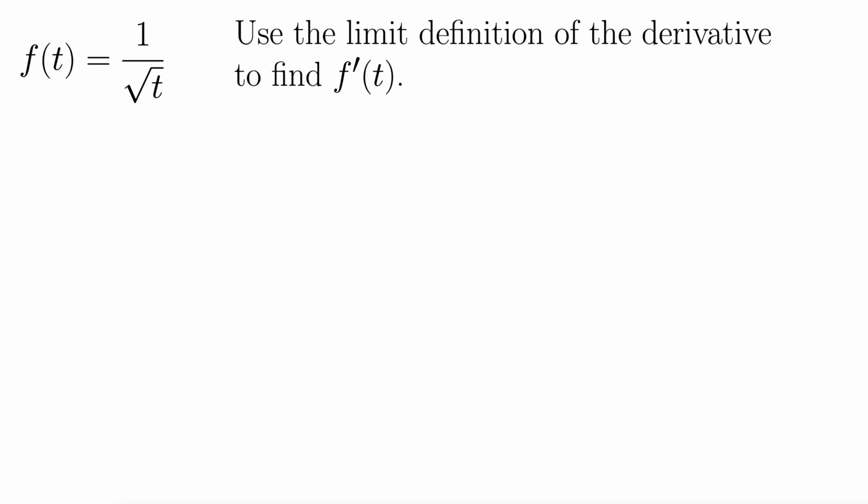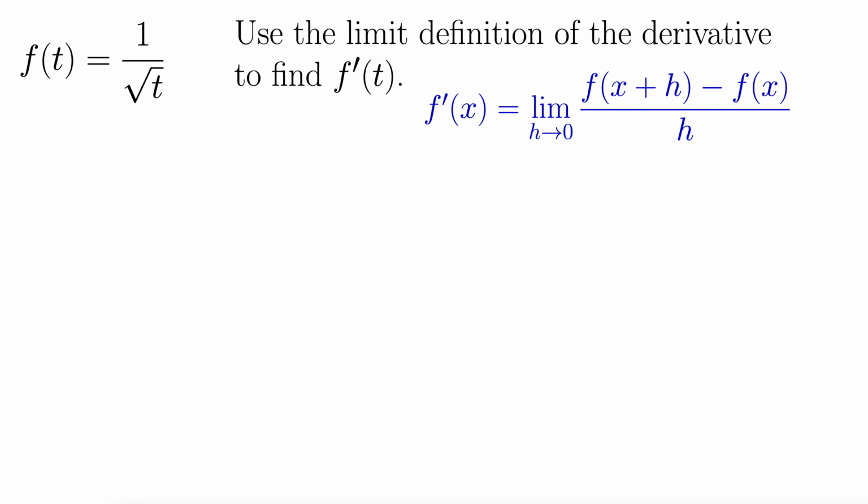This example gives us f of t equals 1 over the square root of t and asks us to find the derivative of that using the limit definition of the derivative. So let's recall the limit definition of the derivative: the limit as h goes to 0 of f of x plus h minus f of x all over h. Again, a good thing to set to memory.